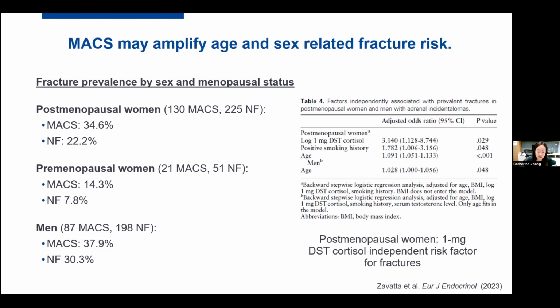In postmenopausal women, the 1 milligram DST cortisol, so the severity of cortisol excess, was an independent risk factor for fractures. Other risk factors that were identified included a positive smoking history and age. Looking at men, age was actually the only risk factor identified for fractures. So the DST cortisol was not an independent risk factor here. And so I think these results suggest that MACS may amplify the age and sex-related fracture risk that exists, particularly for postmenopausal women. And men, at least based on this study, seem to be relatively protected from some of the skeletal consequences of MACS, but this hasn't been shown in any other studies yet.